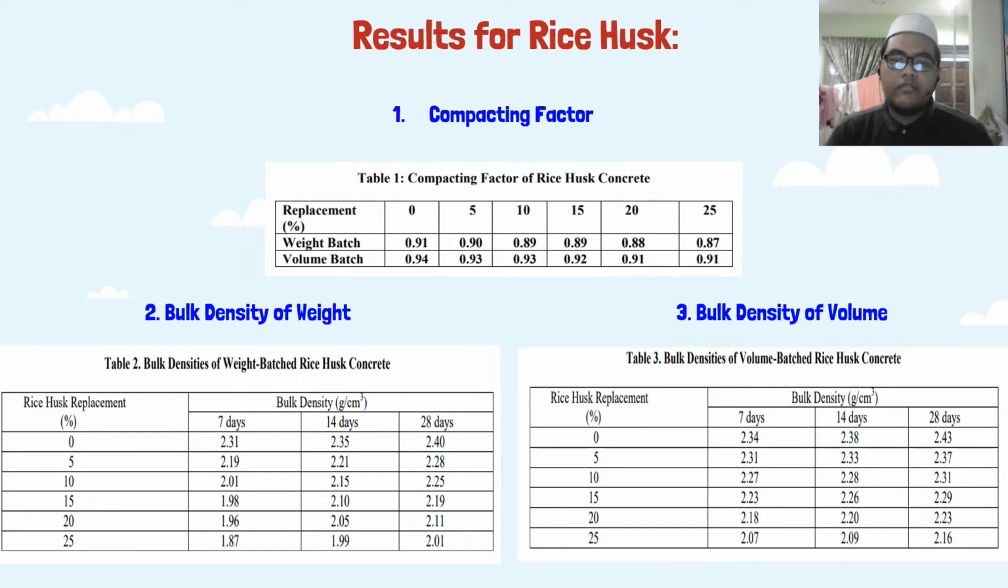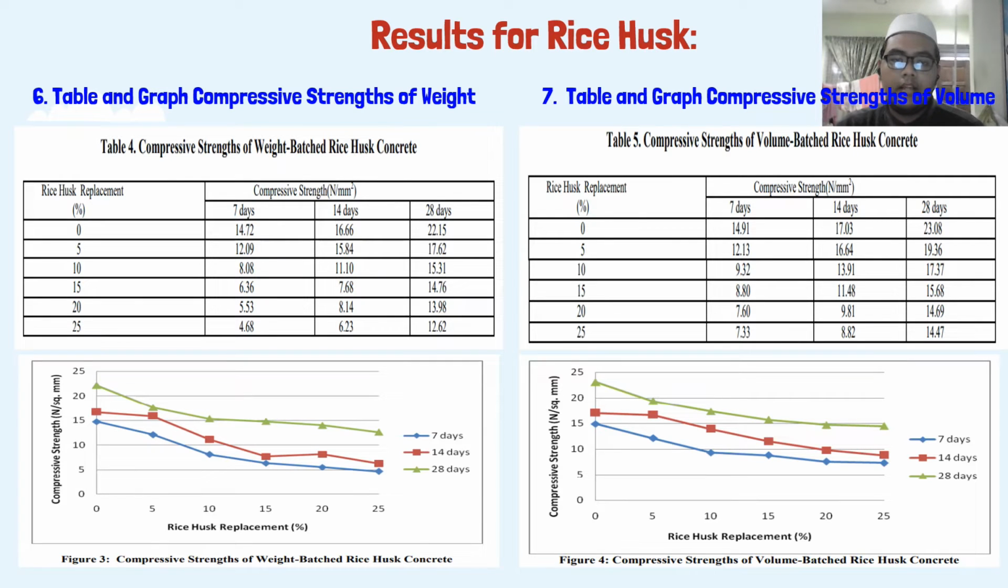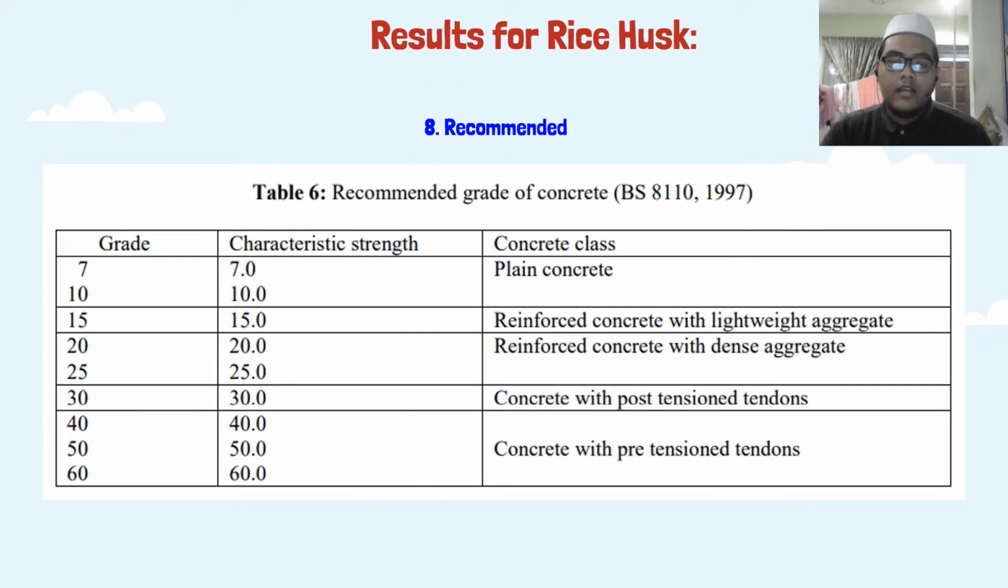So this is the result for rice husk that we get from the journal. We get the compacting factor, bulk density by weight, bulk density by volume. Graph of bulk density by weight, graph of bulk density by volume. Table and graph of compressive strength by weight, table and graph of compressive strength by volume. And lastly, the recommended grade of concrete.